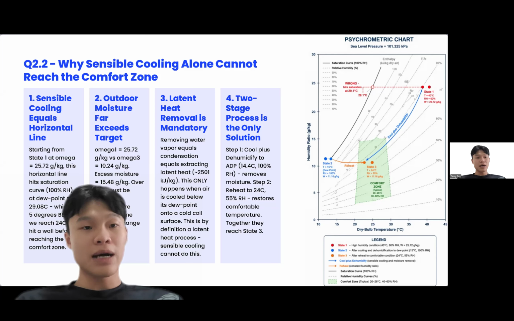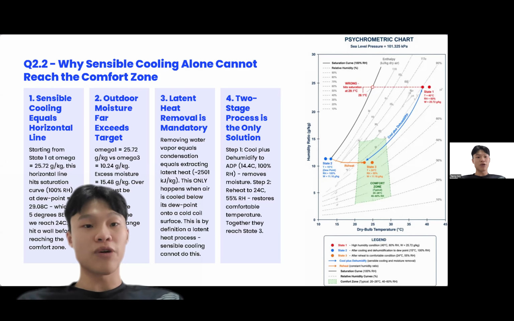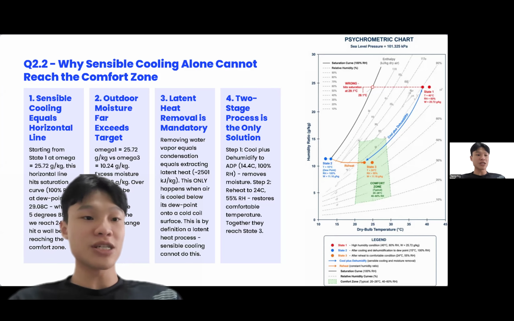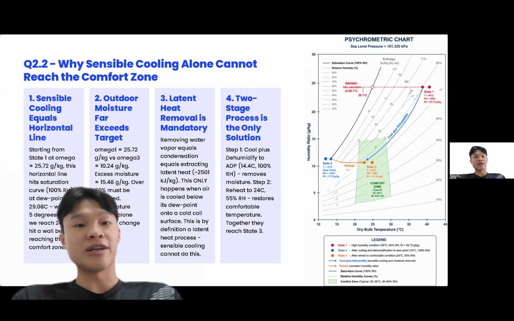Point 2. Outdoor moisture far exceeds the target. Omega is 25.72 grams per kilogram, but the target omega is only 10.24. That's 15.48 grams per kilogram of excess moisture. A change in temperature cannot change omega. You cannot remove moisture by cooling alone. Latent heat removal is mandatory.